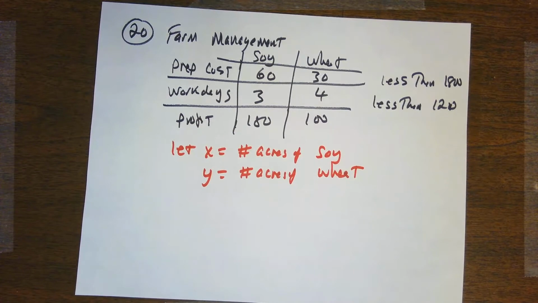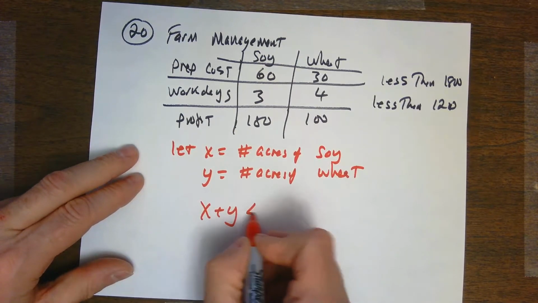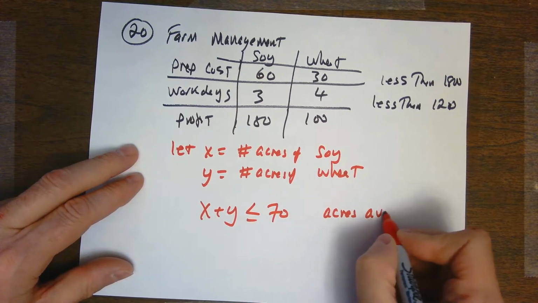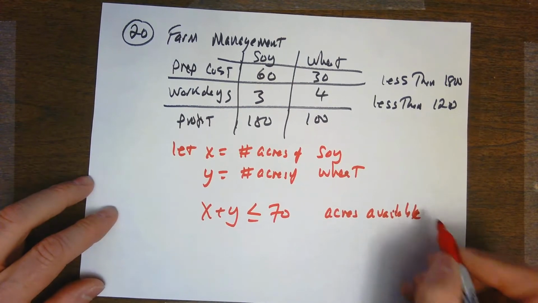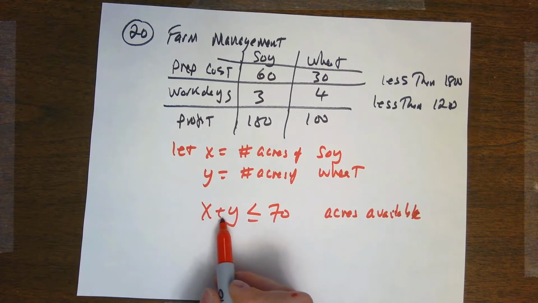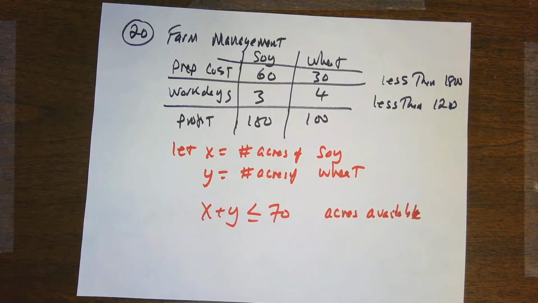I do know that he only has 70 acres. So x plus y has to be less than or equal to 70 acres available. All right, that kind of happened really fast. What happened there? The total number of acres of soy that he plants plus the total number of acres of wheat has to be less than or equal to 70 acres. He's only got 70 acres available. That was part of the problem there.